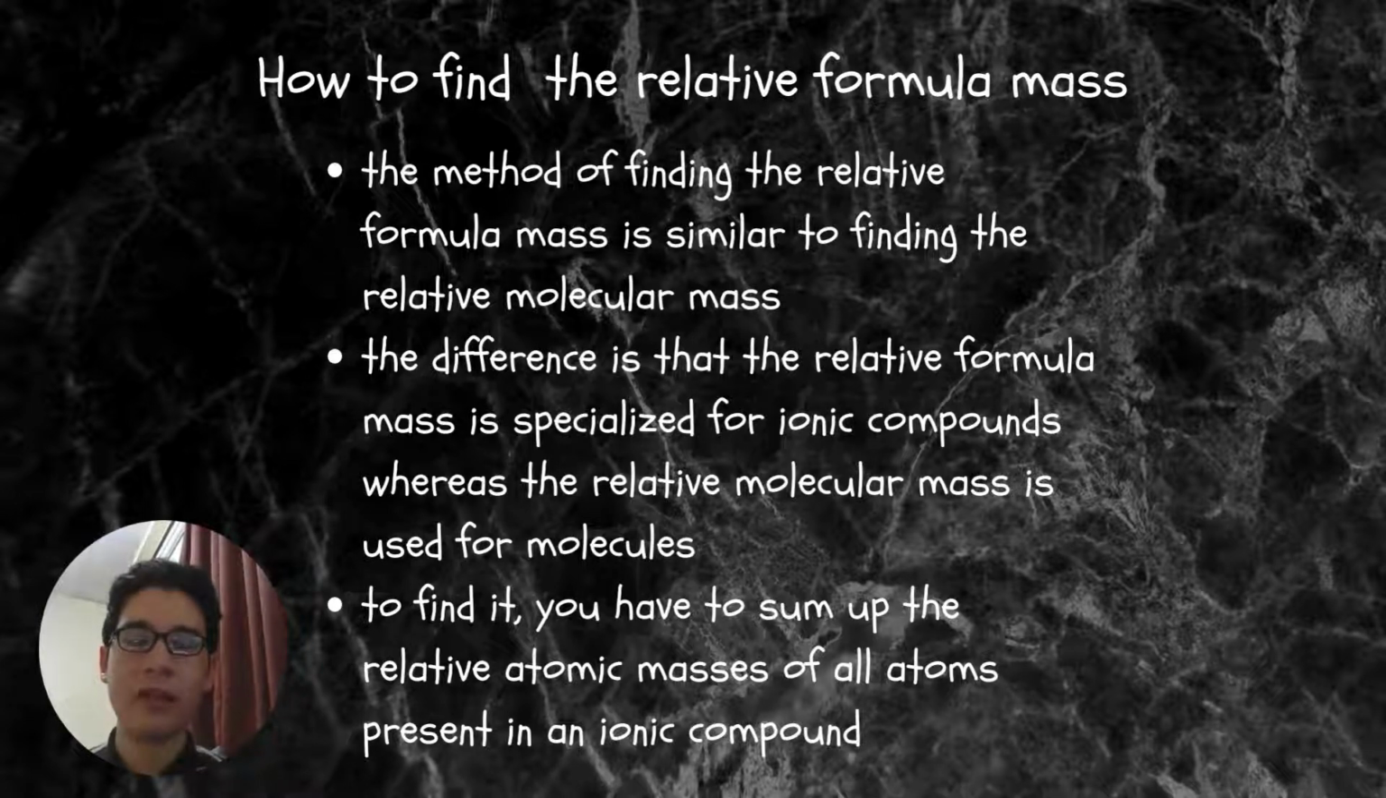relative atomic mass of all atoms that are present in one compound. It could be an ionic compound or a molecular compound. To find the relative formula mass or relative molecular mass, you need to sum up all the relative atomic masses. Remember, in order to find it, you can go to the periodic table or they provide you in the questions. So don't worry.